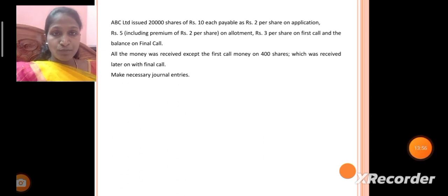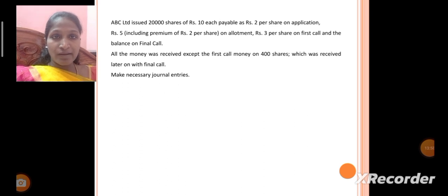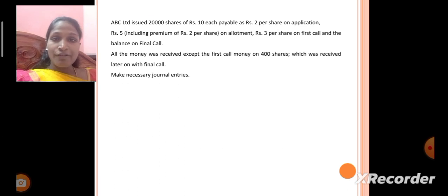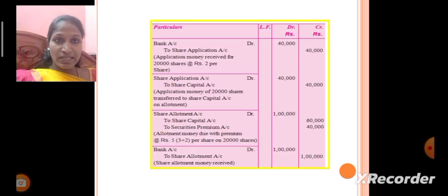The next problem is calls in arrear. ABC Limited issued 20,000 shares of rupees 10 each, rupees 2 on application, rupees 5 including premium on allotment, rupees 3 per share on first call and the balance on final call. All money was received except the first call money on 400 shares, which was received later with the final call. So we are going to see the entries.